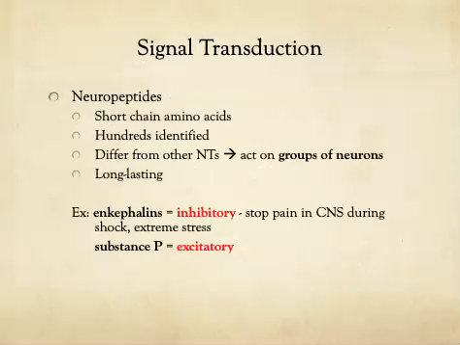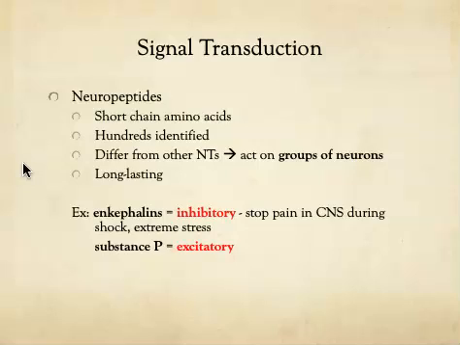The neuropeptides are probably one of the most interesting types of neurotransmitter and probably the least understood. Like the name suggests, these are peptides. These are short chains of amino acids that function as neurotransmitters. And this is a big group of neurotransmitters. Hundreds of neuropeptides have been identified so far, and it's believed that there are many, many more that have just not been discovered yet.